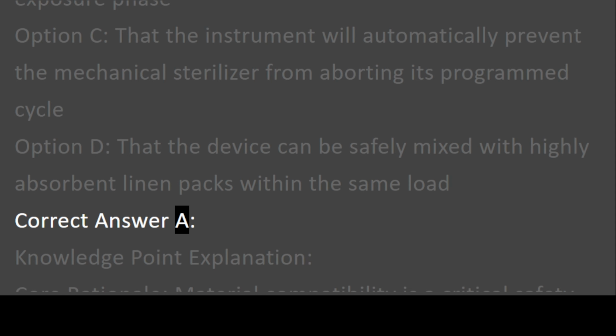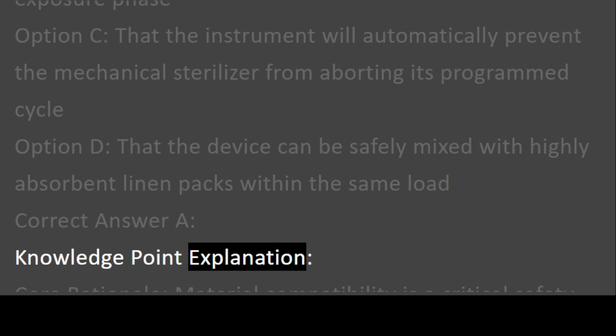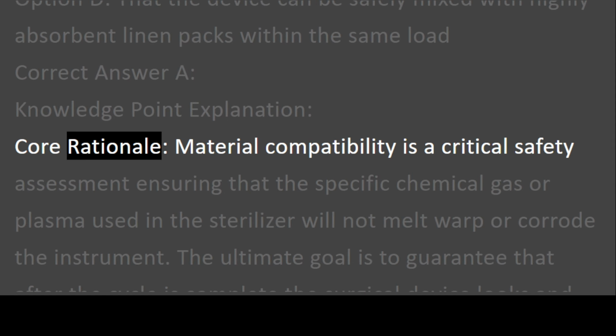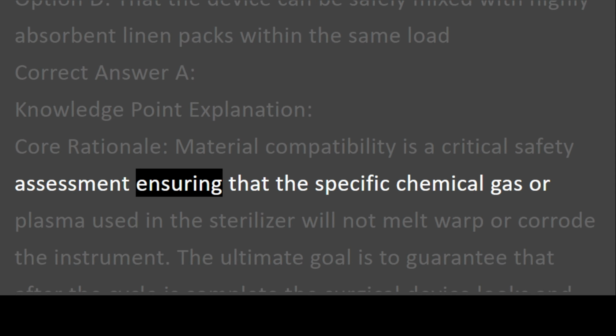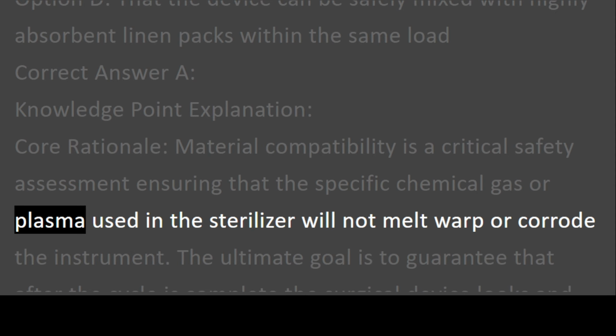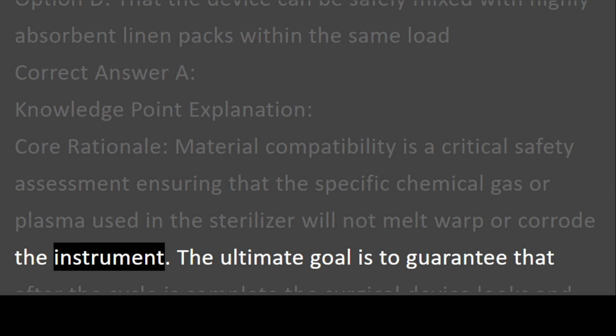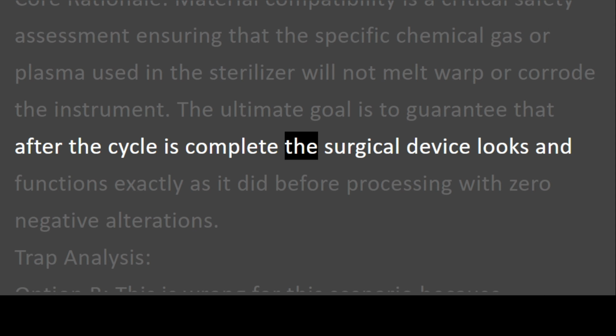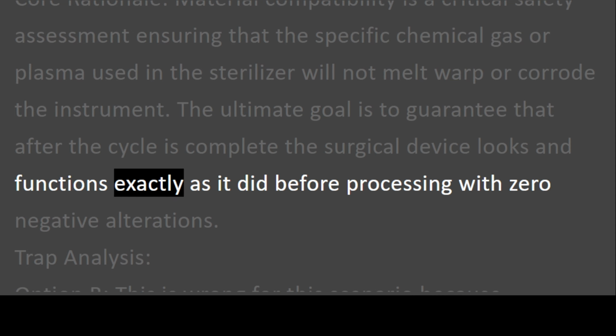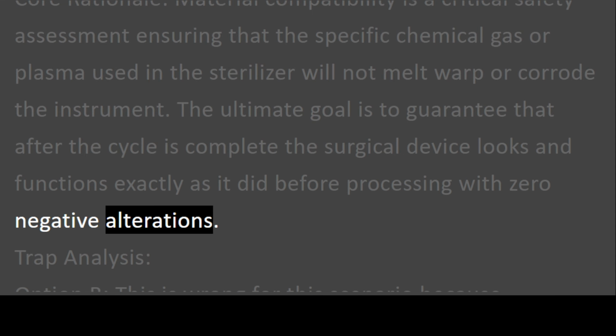Correct answer A. Knowledge point explanation. Core rationale. Material compatibility is a critical safety assessment ensuring that the specific chemical gas or plasma used in the sterilizer will not melt, warp, or corrode the instrument. The ultimate goal is to guarantee that after the cycle is complete, the surgical device looks and functions exactly as it did before processing with zero negative alterations.